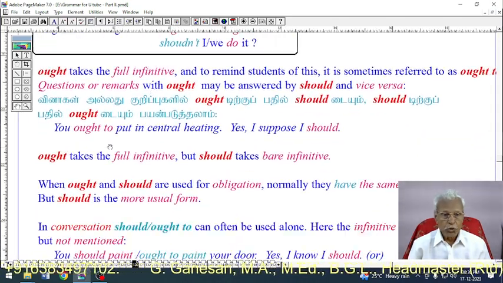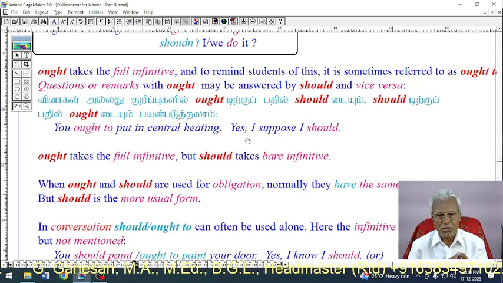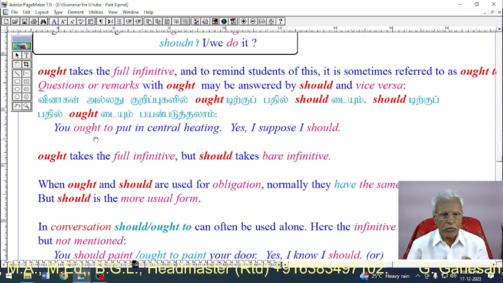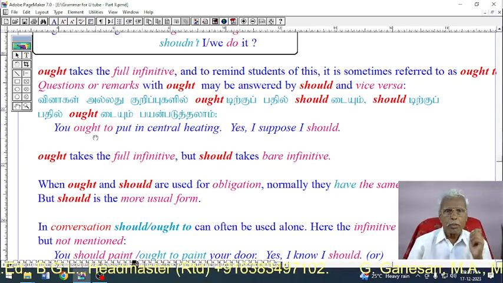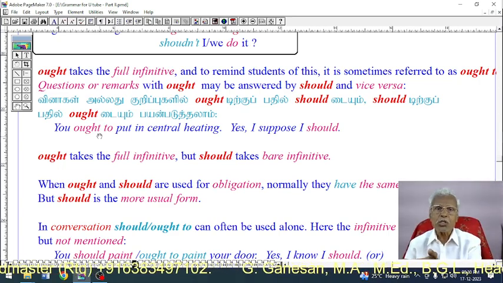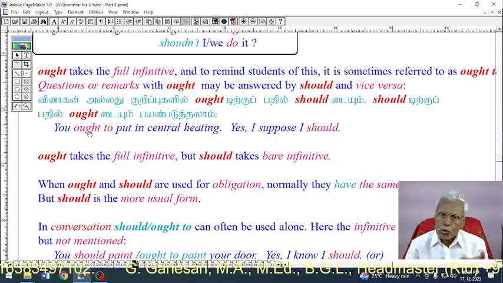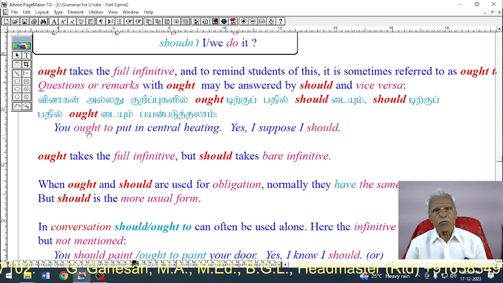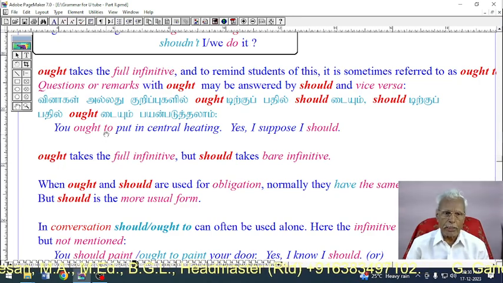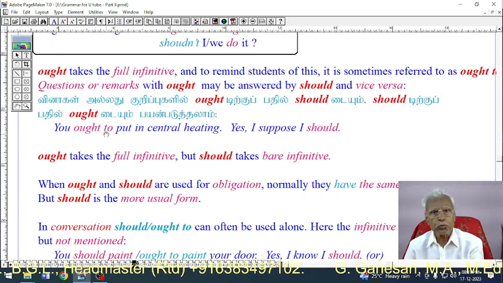You ought to put in central heating. Yes, I suppose I should. When ought to is used in the previous part, in the answer we can use should. If ought is used in the affirmative sentence, in the reply you can use should. If should is used in the affirmative sentence, we can use ought to in the reply.